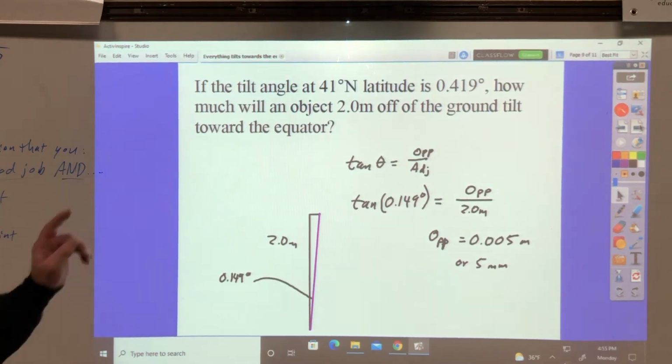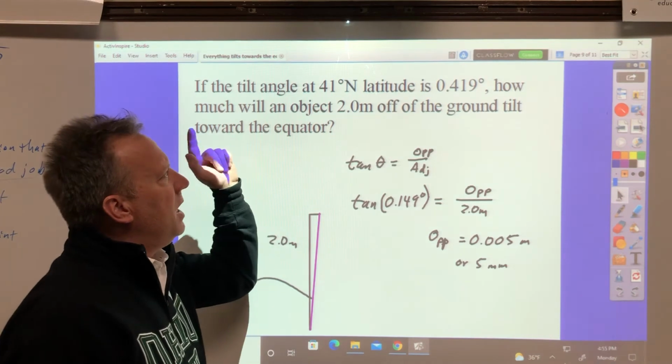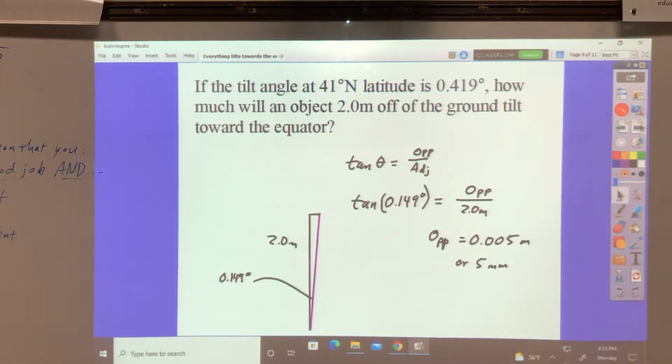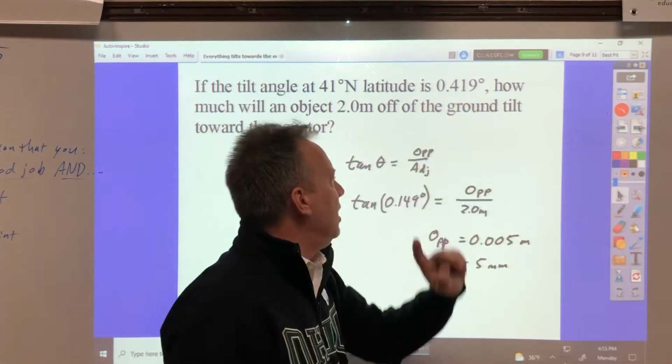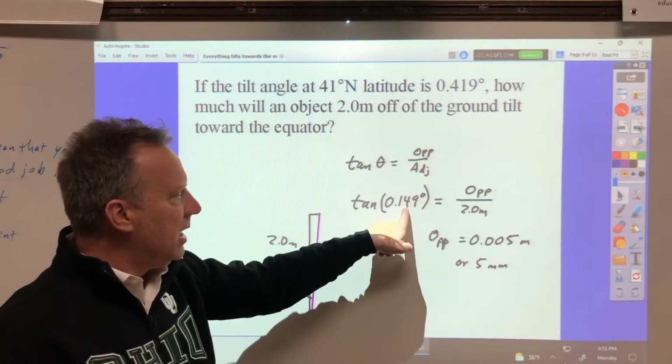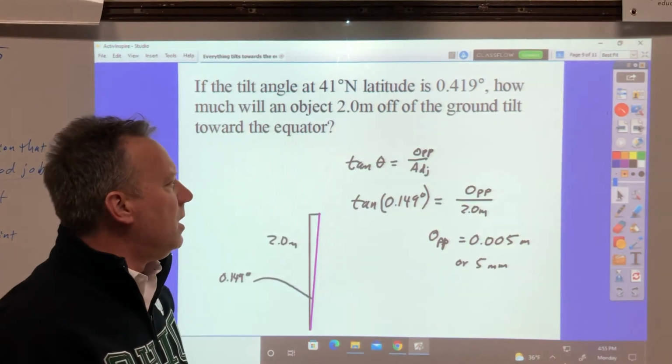So the tilt angle is 0.149 degrees. I had it written wrong, this should be 0.149 degrees, like it is here. I just got to fix it there.